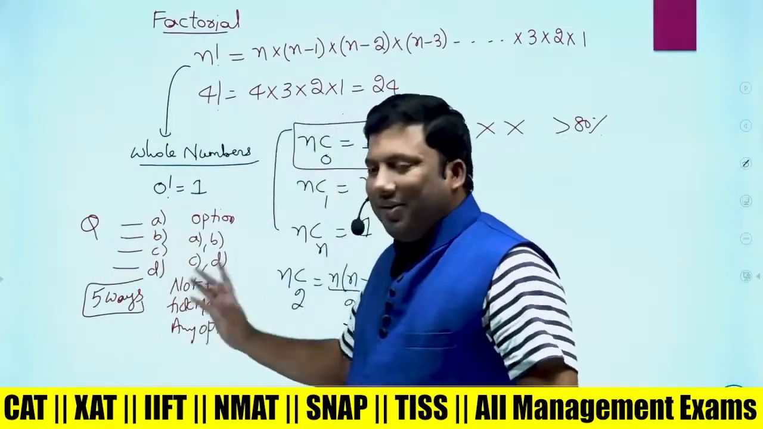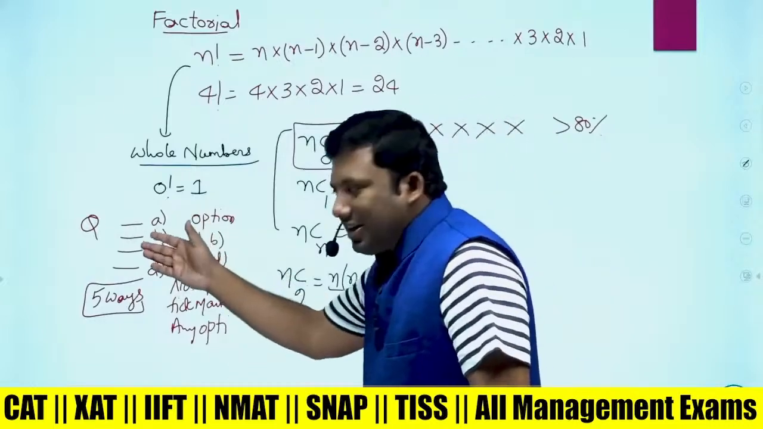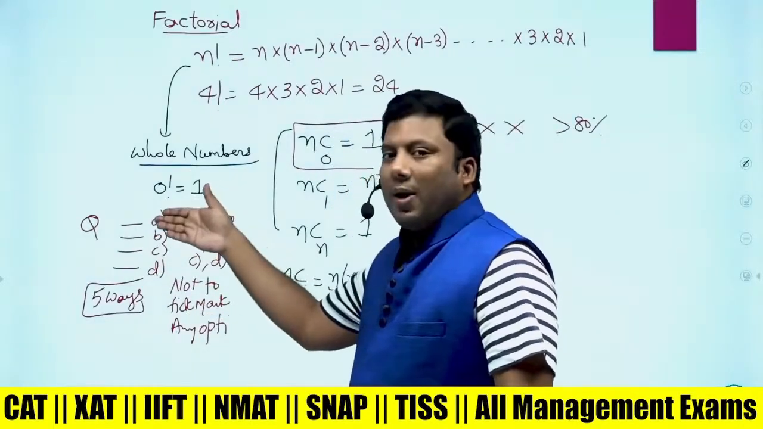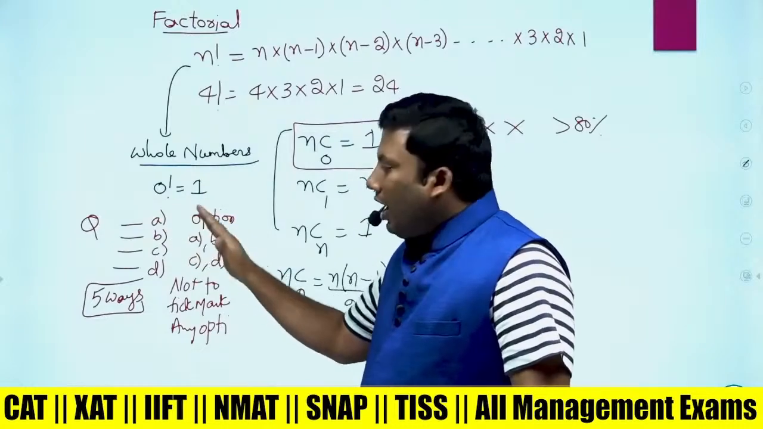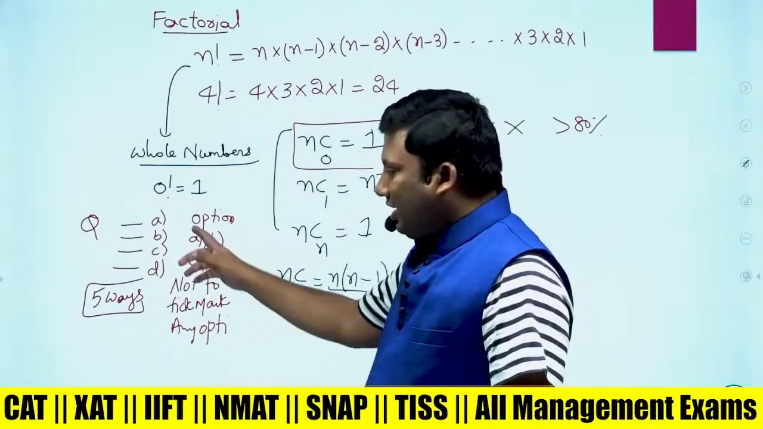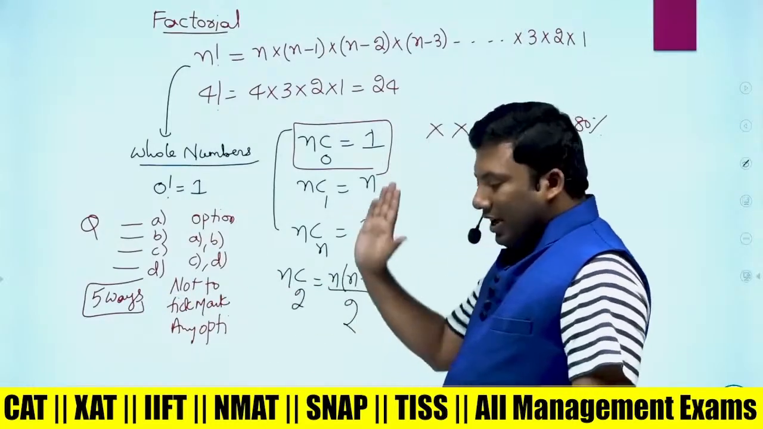So in how many ways can I answer this question? I went to the examination. There is one question. Either I can tick mark option A or option B or option C or option D, or I did not tick mark anything. Total how many ways are there? 5 ways. Same corollary: NC0.